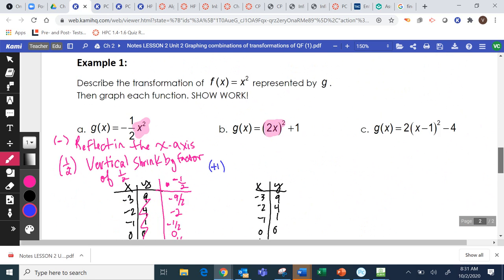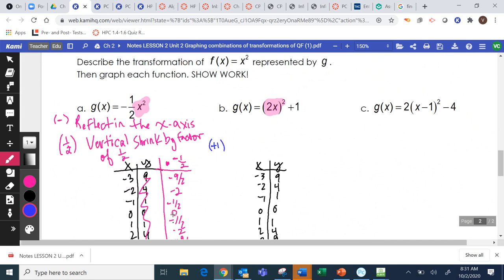So we're going to write the words and make sure we're writing these words every time, you guys, so that you remember them. Translate up 1 unit.